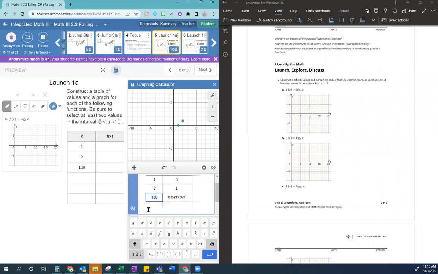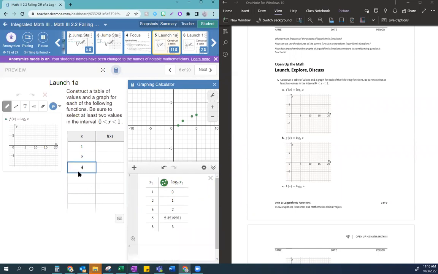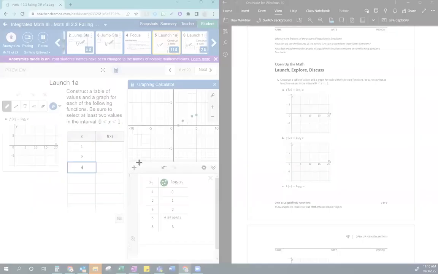I don't like the number 100. I'm going to use the number 4, the number 5, the number 8. Oh, look at those values there. So I'm going to copy my little table and use it as my function values. I'm going to copy those here. I'm going to take a snip of this function too.